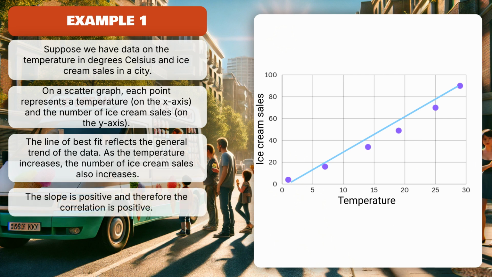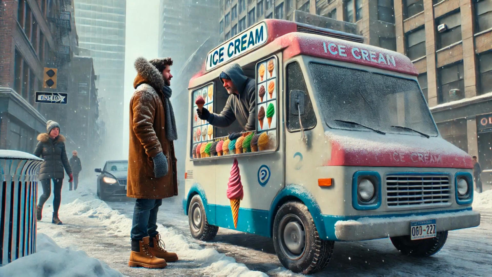Step 3. Interpreting correlation. In this case, if the line slopes upwards, the correlation is positive, indicating that higher temperatures are associated with higher ice cream sales. This makes sense, since on hotter days more people tend to be outside and wanting ice creams, whilst on colder days this tends not to be the case.